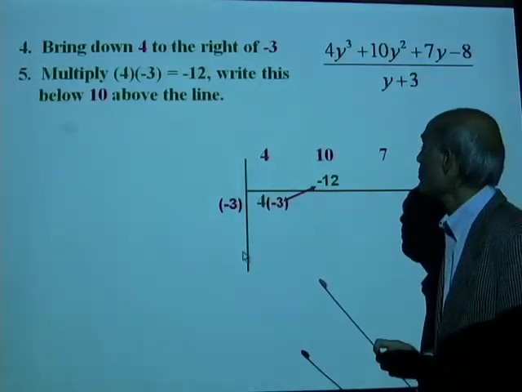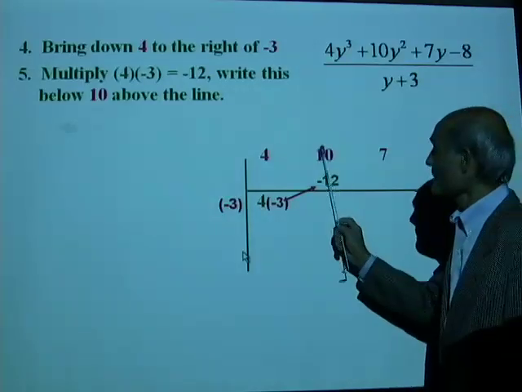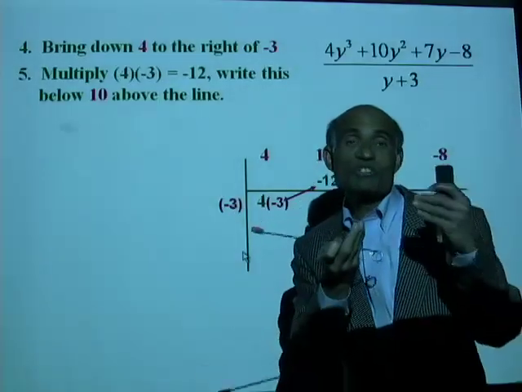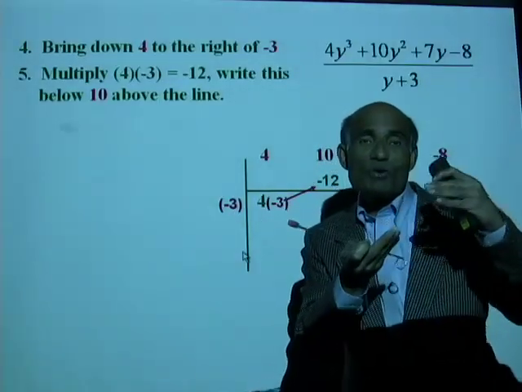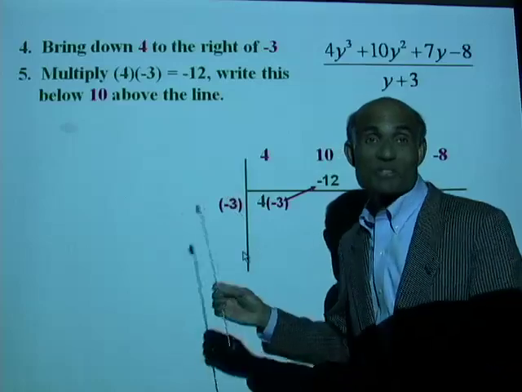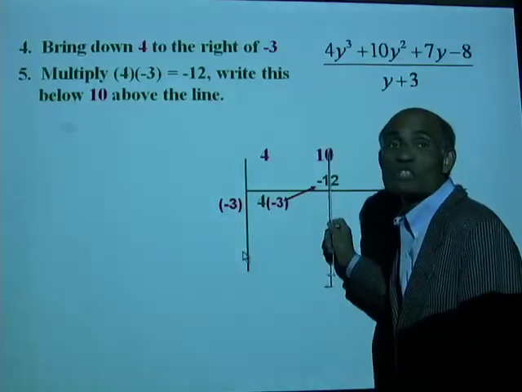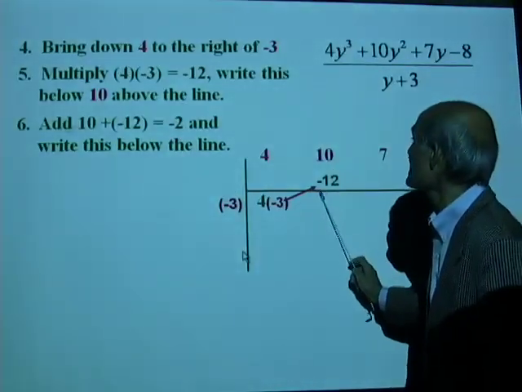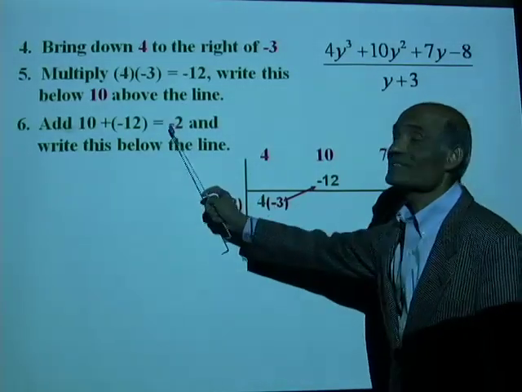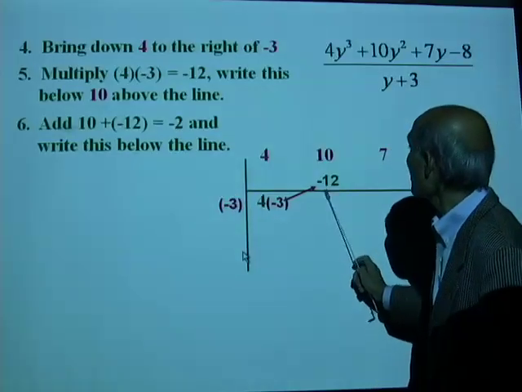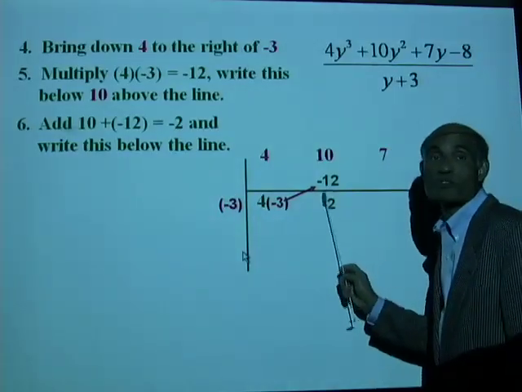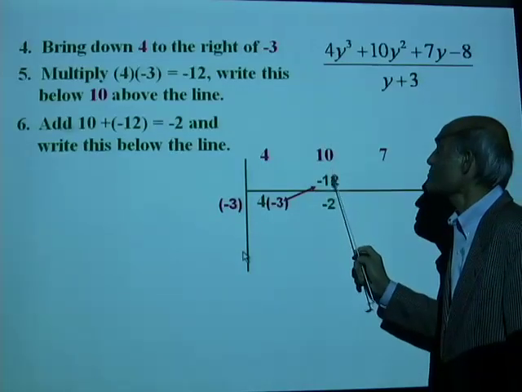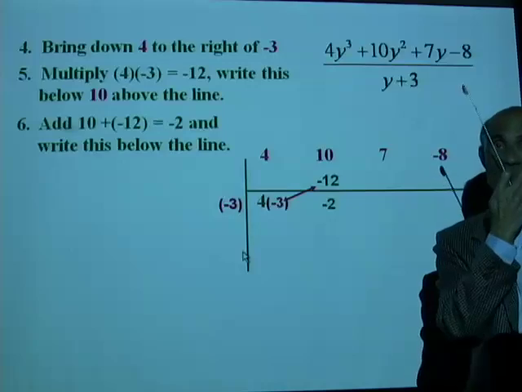All right, what do you think we do next? We got 2 numbers here. When you did the long division, we subtracted the number below from the number above. But in synthetic division, it is made much easier. We add these two numbers. Add 10 to negative 12 and you get negative 2, and write this below the line. So this negative 2 is the sum of the two numbers above there.